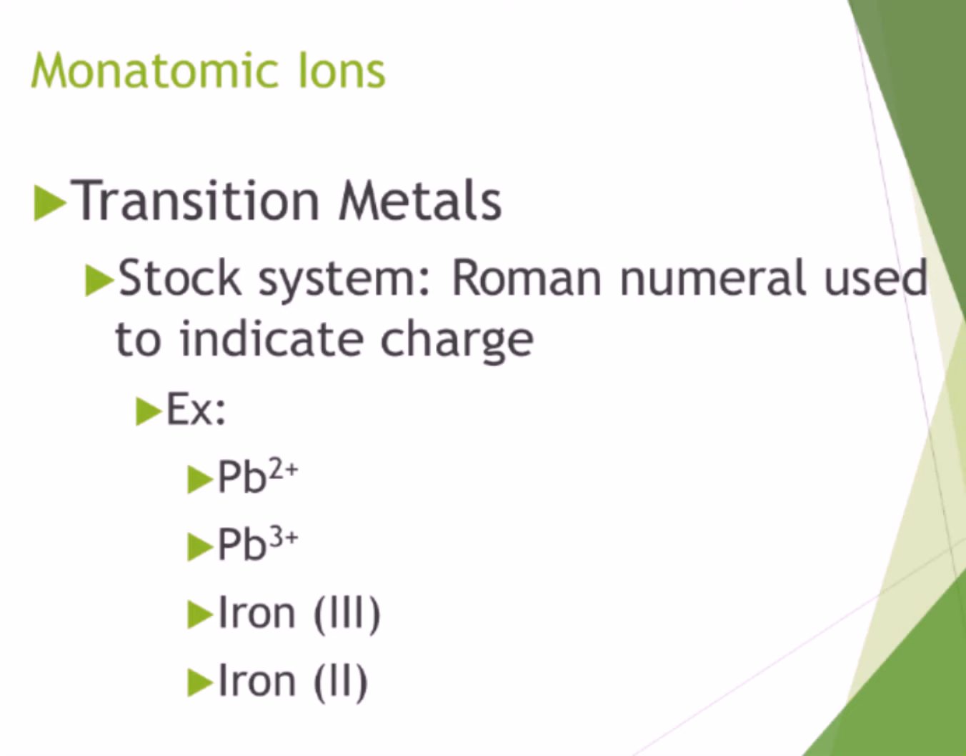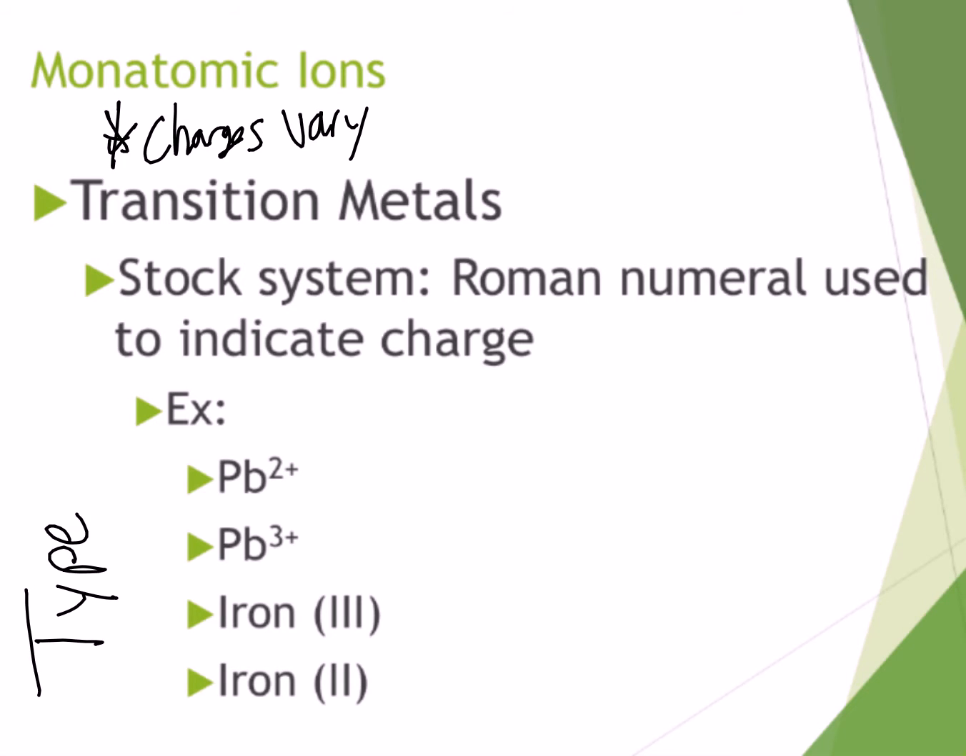Transition metals. Do we know their charges? No, they are unknown. The charges vary here. These are our type 2 from our periodic table that we colored earlier in the lesson. For our type 2, we have to indicate what the charge of our ion is because they transition. They can change based on what they're bonded to. So this is where we use what's called the stock system.